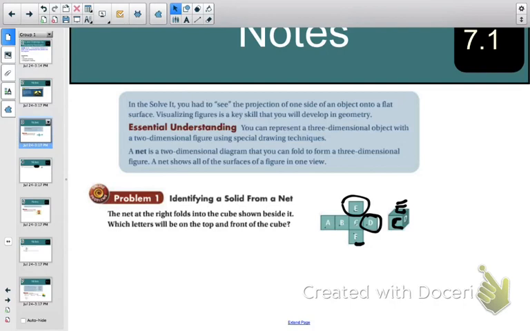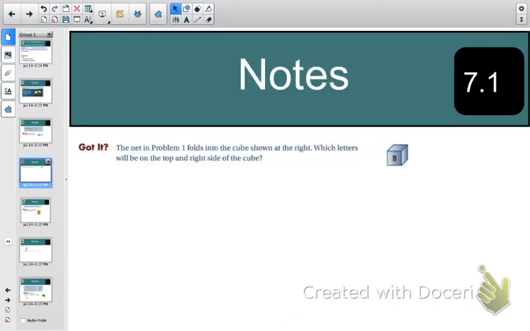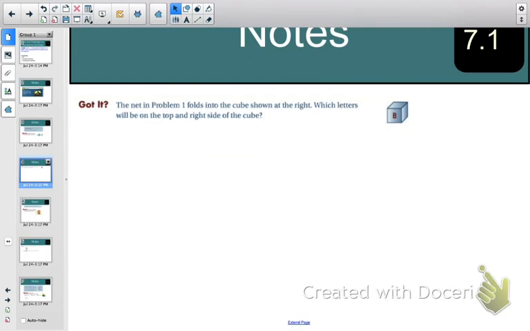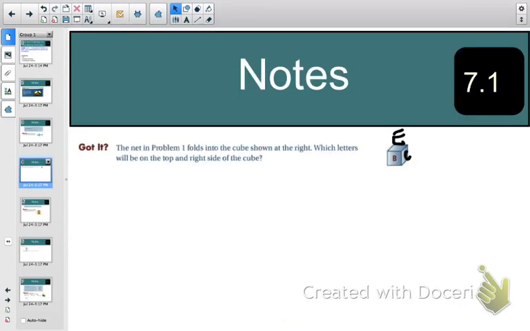Okay, so next. The net in problem 1 folds into the cube shown on the right. Which letters will be on the top and the right side? If B is in the front, I have to go back. So you hurry and do this, and I'll flip back and figure out what it is as well. Pause this in 3, 2, 1, pause. Okay, so C should be on the right side of B, and then E should again be on top. Hopefully that's what you got.